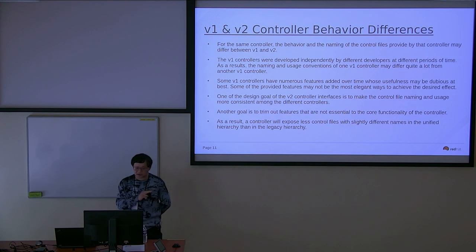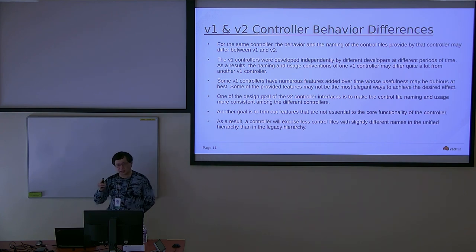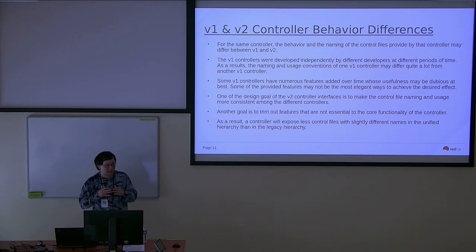And also there are some behavioral differences between the cgroup V1 and V2 controllers. All the V1 controllers were developed independently over time, at different times in the development process. So they have somewhat different naming and usage conventions, and one V1 controller may look very different from another one. When people were working on V2, one of the desired objectives was to make the naming and usage conventions more consistent. So I will show you some of the control files that are now available in V2. They look more or less similar in terms of the naming and the semantics.